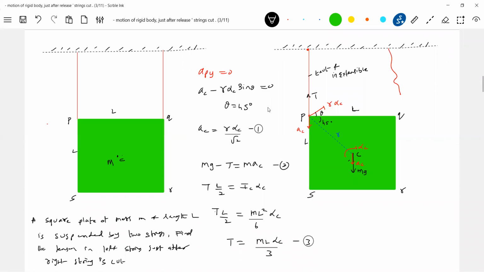Let's ask a few questions. What will happen after some time? How will the motion of this occur?